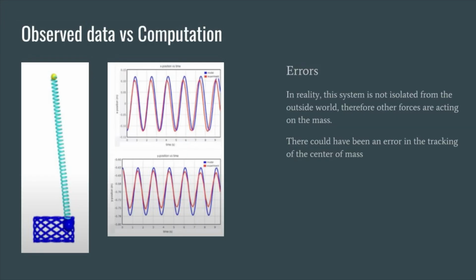So the differences between my observed data and computational data are seen in the two graphs, and some errors that could have occurred were that in reality the system is not isolated from the outside world, therefore other forces are acting on the mass, and there could have been errors in tracking of the center of mass.